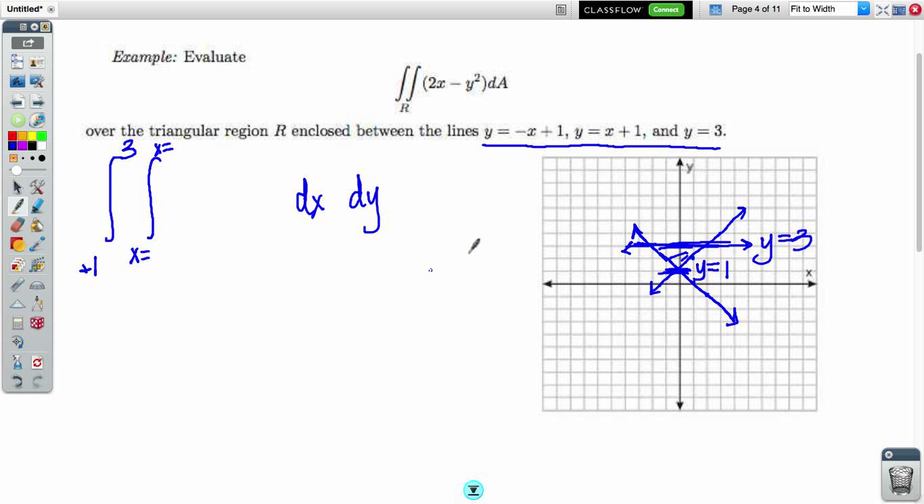And I'm pointing that out because these two functions that are going to give us the limits, from here to here, are not in the language of x right now. They're in the language of y. Y equals all of this. So I need to take these functions and, before I do anything else, change them around a little bit so that they're in the language of x. So the first one becomes x equals 1 minus y, and the second one becomes x equals y minus 1.